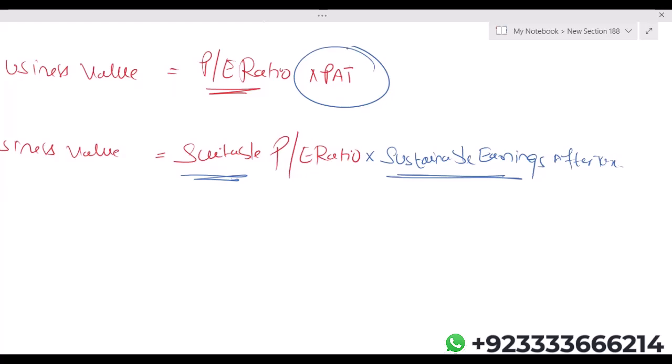So another example is if I need to adjust the PAT to get the sustainable earnings, I will adjust the PAT. For example, assuming your company, APLC, wants to acquire BPLC.